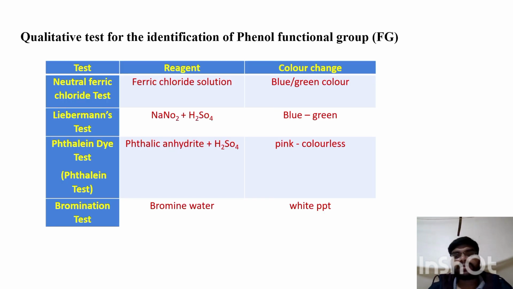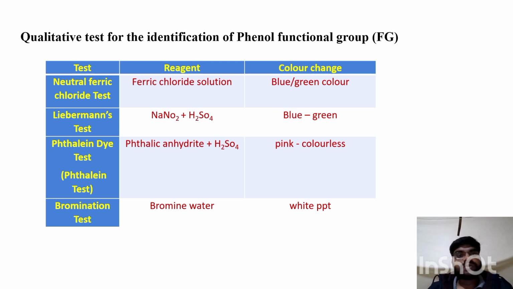Coming to the qualitative identification of this phenolic group. Phenolic groups are present in a number of compounds, like catechol, resorcinol, and pyrogallol. All these compounds have a phenolic moiety, and basic phenol also has a phenolic moiety. All these are identification tests for the phenolic moiety in the given sample. These are visible identification methods, simply qualitative analysis.